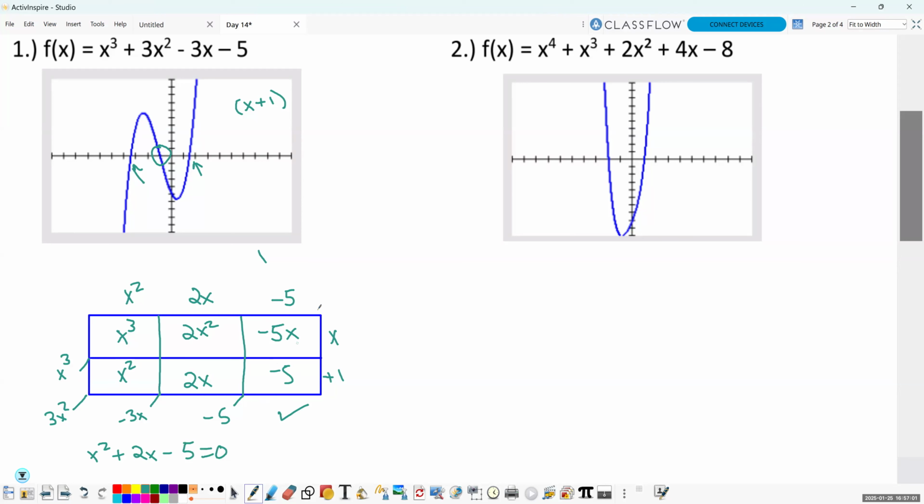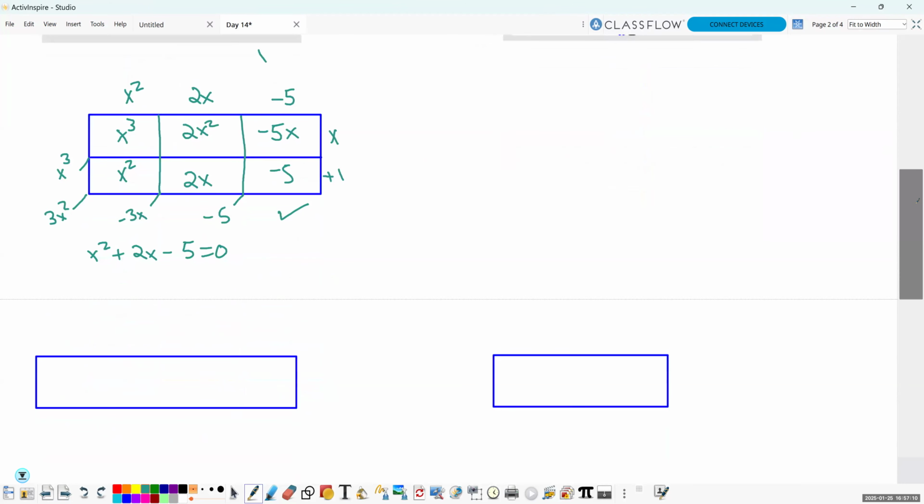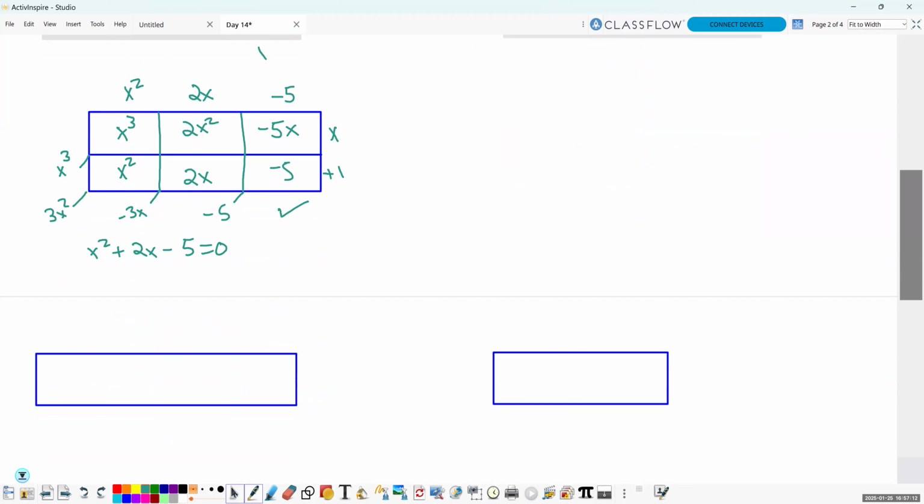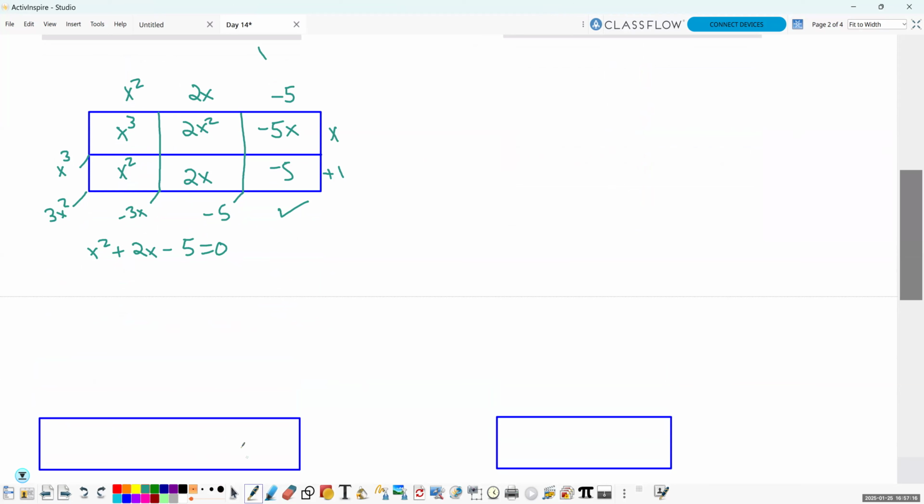And I'm going to set that equal to 0. Now, I immediately notice this does not factor, and that is sad. But the good news is that a is 1 and b is even, so we have a good candidate to complete the square here. Let's do it. So we're going to have x squared plus 2x plus space equals 5 plus space, because I added 5 to both sides. b over 2 squared is 1.